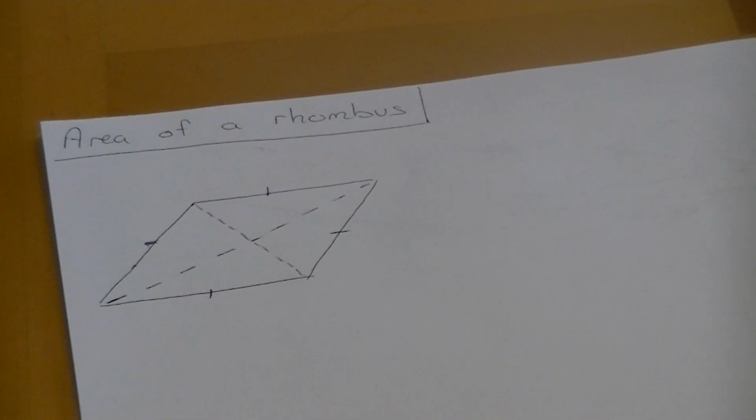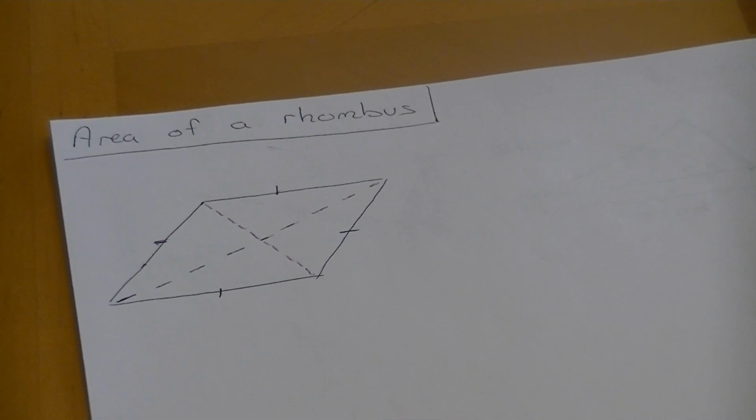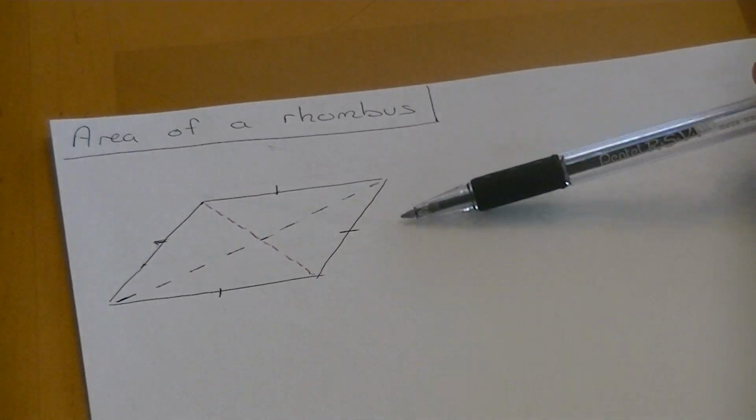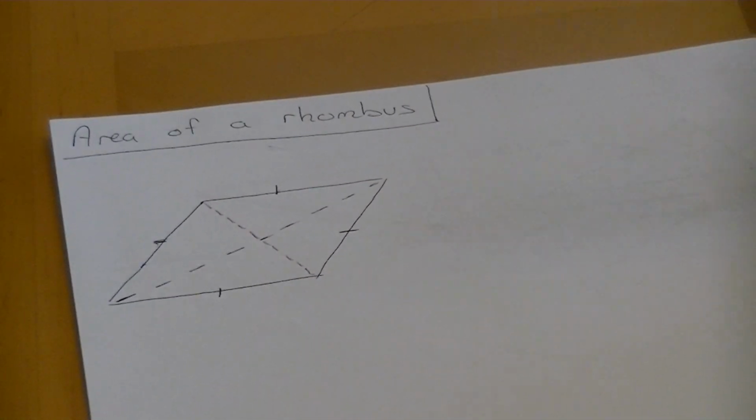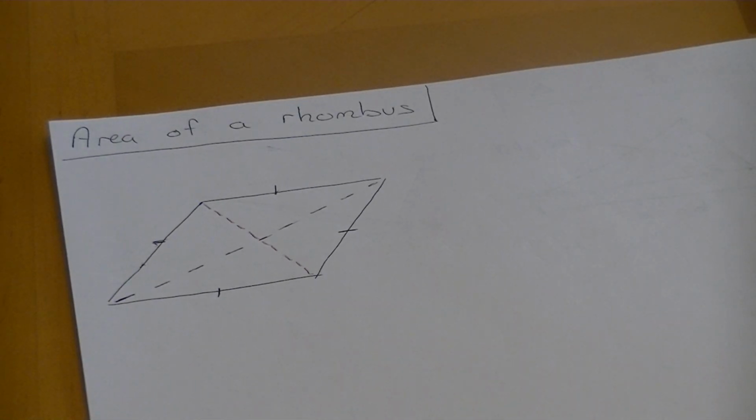Area of a rhombus. This one's a little trickier to figure out. Now, a rhombus is a parallelogram, so we could do base times height if we knew this perpendicular height. But in most rhombus problems, you don't have that information. It's not easy to get. It's actually something we can calculate if we know how long the two diagonals are of the rhombus.